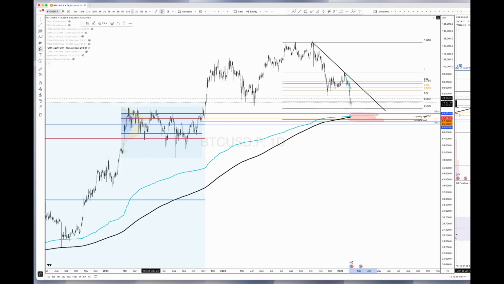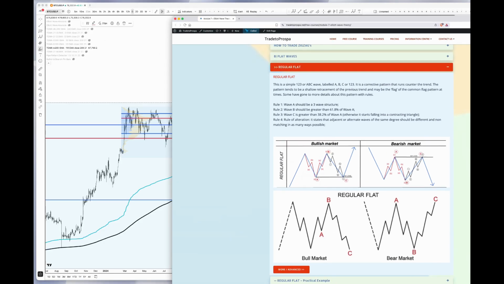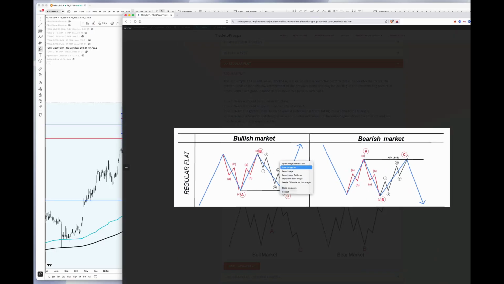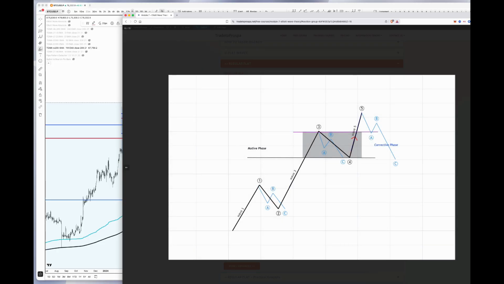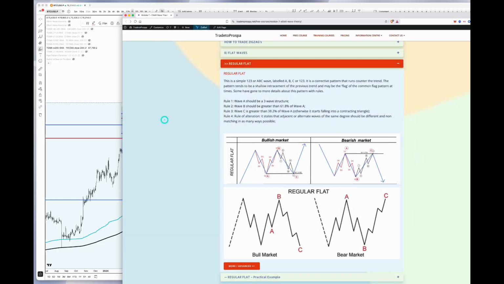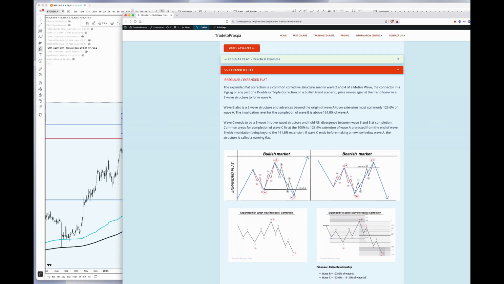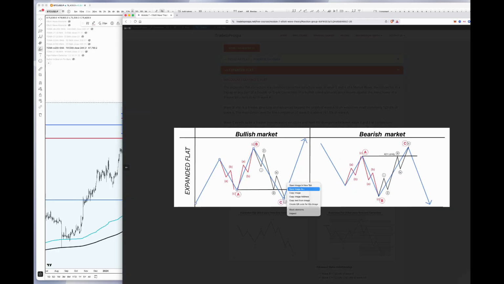Now let me talk about this pattern that I'm interested in. I'm going to bring you a chart. This is my website, by the way. See this pattern? Okay, bullish. What we're seeing is that A, B, C, and up. Anyway, let's just look at this. So regular flat. An expanded flat. This is more to my liking.